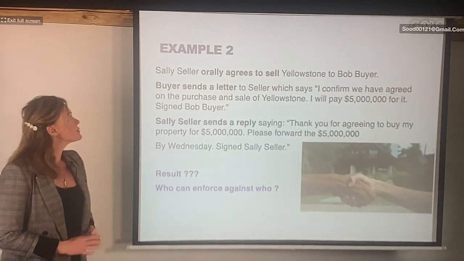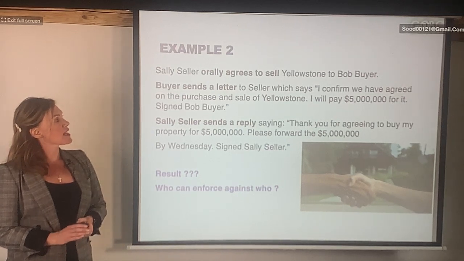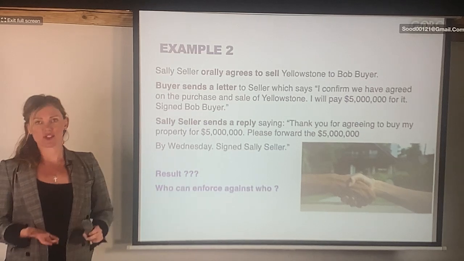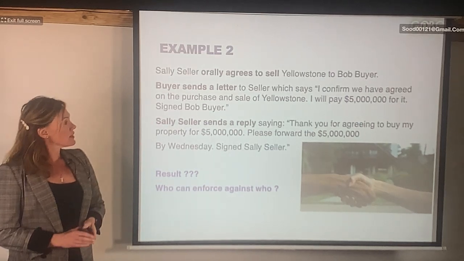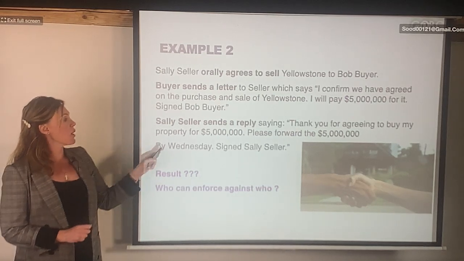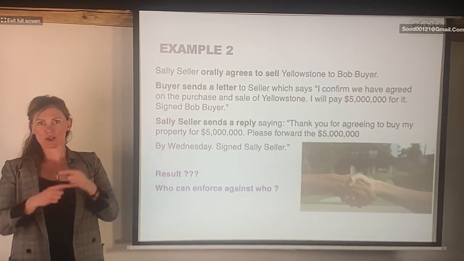Okay, example number 2. Sally orally agrees to sell the Yellowstone to Bob the buyer. Buyer sends a letter to the seller which says, I confirm that I have agreed on the purchase price of the Yellowstone and I will pay you $5 million, and he puts his signature on it. Then the seller sends a reply saying, thank you for agreeing to buy my property for $5 million. Please forward the $5 million by Wednesday, and she signs it. Who can enforce the contract against whom?